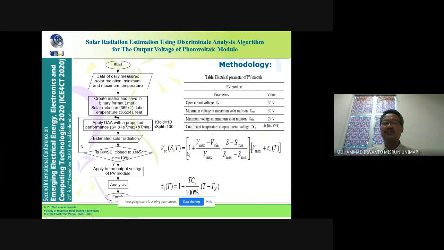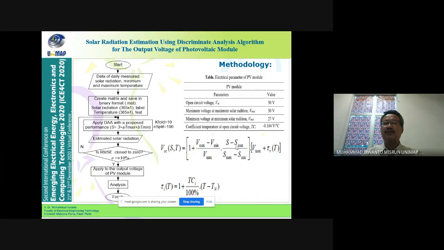VOC, the open circuit voltage, is equal to 1 plus (P max minus P min) over P max, multiplied by (S minus S max) over (S max minus S min), multiplied by V max, plus the temperature coefficient for the open circuit as a function of temperature. The data for the photovoltaic module is given by this table.